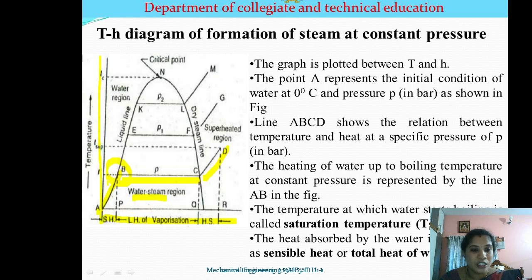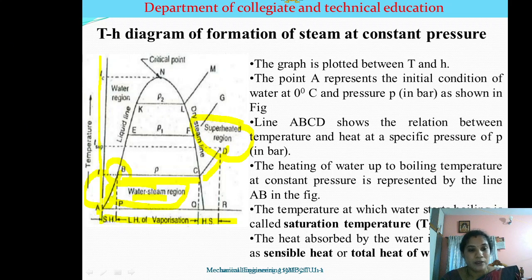So I can distinguish this graph into three regions. Here we'll have only a liquid portion. This is a region where both the water and steam are present. This is a region where only superheated steam is obtained. So we have three regions in the TH diagram: the liquid region, the water-steam region, and the superheated region.